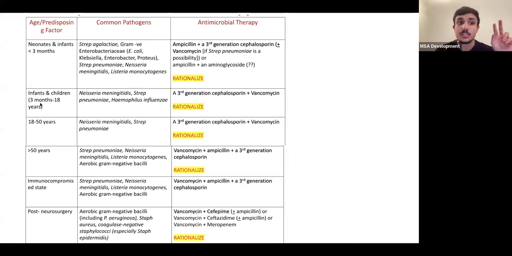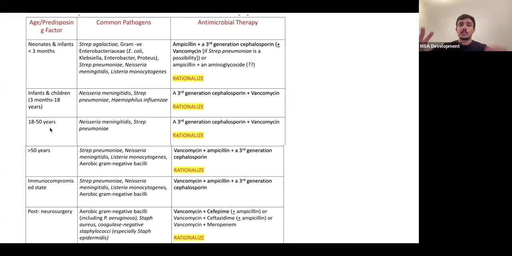The second age group is 3 months to 18 years, where they have, like I said, strep pneumo and Neisseria, but they also have Haemophilus, but the same treatment. Ceftriaxone, vancomycin only. Ceftriaxone, vancomycin is so high yield. But for your sake, remember third generation cephalosporin and vancomycin, okay? And then 18 to 50. And I give you a trick here. From 3 months to 50 years, same treatment. Ceftriaxone, vancomycin, or a third generation cephalosporin and vancomycin.